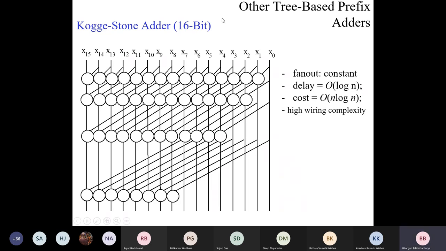In fact, there are many other architectures based on trees, but all of them, in principle, use the same prefix tree concept. How to interconnect these modules determines the fan out and other physical parameters. I think as far as adders are concerned, we will be done with this, but we have one more thing to study in adders. Let us now move on.